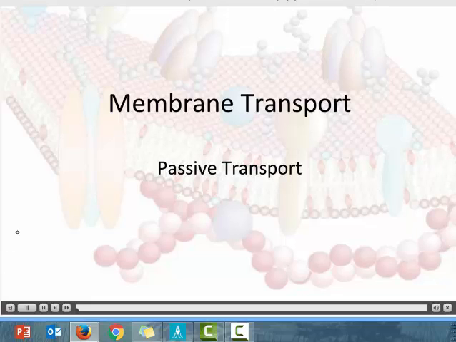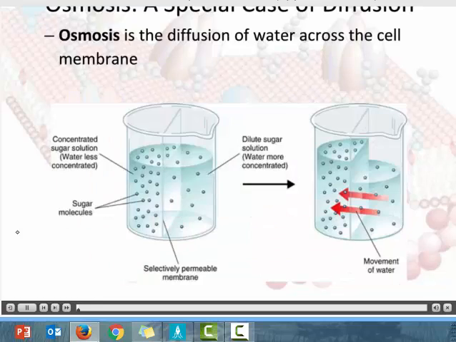I want to talk about a special case of diffusion. This special case of diffusion is going to be called osmosis. Osmosis is the diffusion of water across a membrane. This is very important to our cells, and it helps our cells to maintain homeostasis on a cellular level.